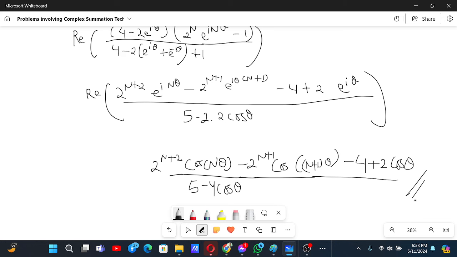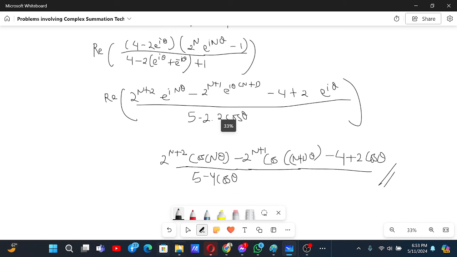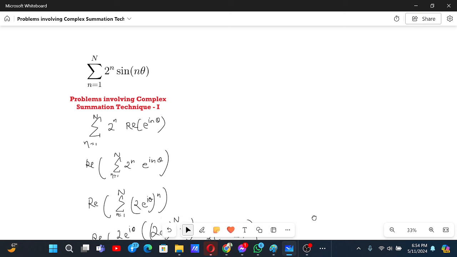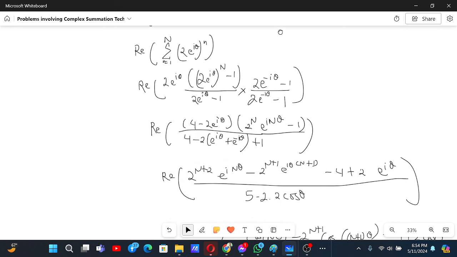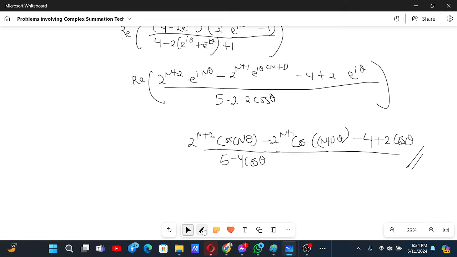Oh, wait a second. This is sine, that means it's the imaginary part. Yes, not the real part. Let me correct that. And this was my blunder, in fact, but it doesn't matter. Okay. So at last, this should be the imaginary part.